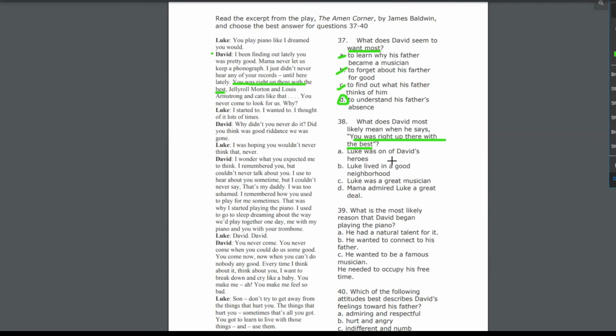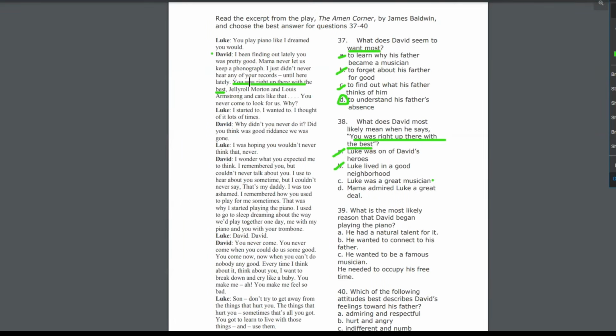So if we look here, it says Luke was one of David's heroes, possibly, but that wasn't the context of what he was talking about, right? So that doesn't fit. B, Luke lived in a good neighborhood, maybe, but that's not the consensus of the context of that particular part. So that's out. All right, Luke was a great musician. Could definitely be a contender.